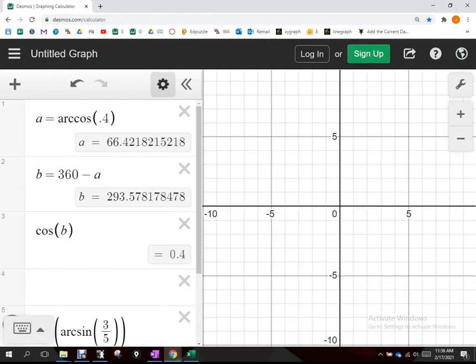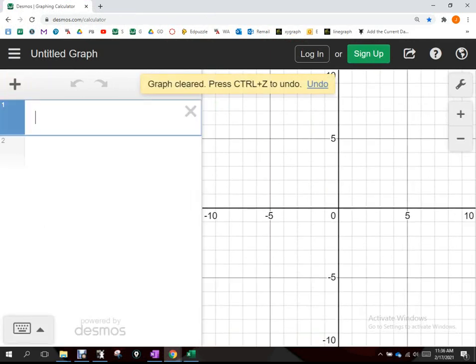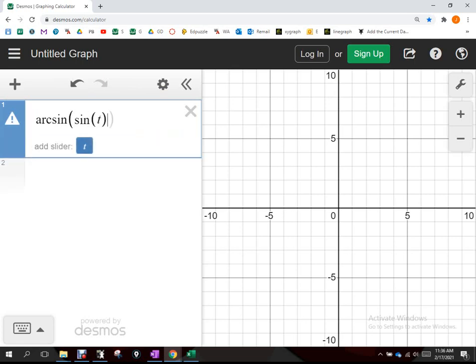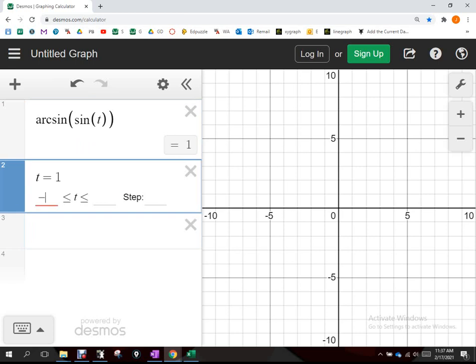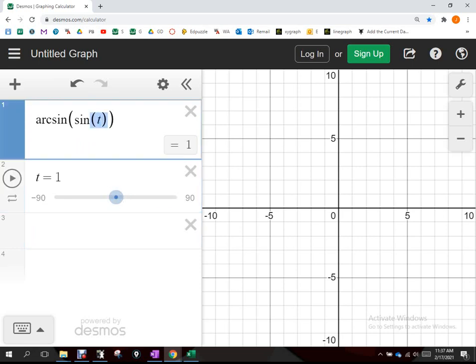And I'm just going to type in... Well, before I type in the right hand side, let's demonstrate the left hand side first. We had arc sine of theta. Let me show you that if I go between negative 90 and positive 90, there's a cancellation of these two things, and the thing that drops out is that theta, or t in this case.